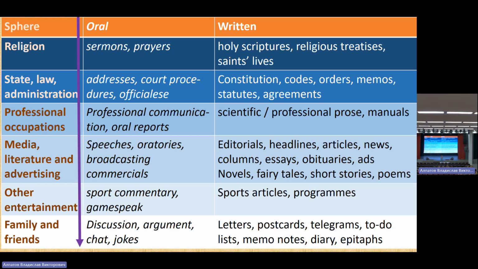It can be written, like constitution, codes. What are codes in Russian? Кодексы. The penal code, the civil code, гражданский кодекс, уголовный кодекс, orders, приказы, указы, memos. So orders is more like указы, memos like приказы in a company. Statutes, уставы, agreements, соглашения. They have their own layouts, of course, right? They have their own cliches.